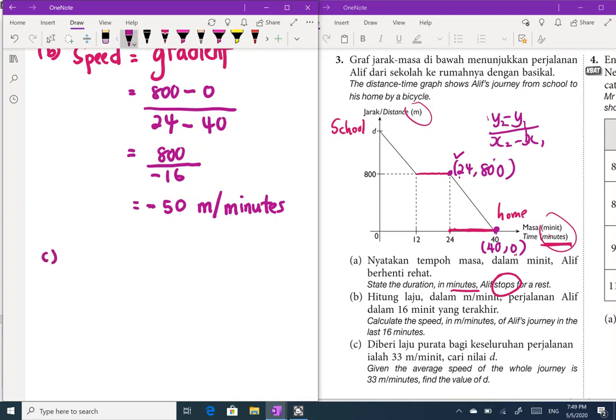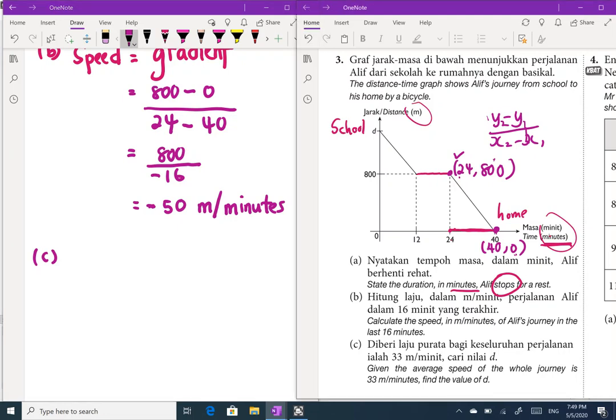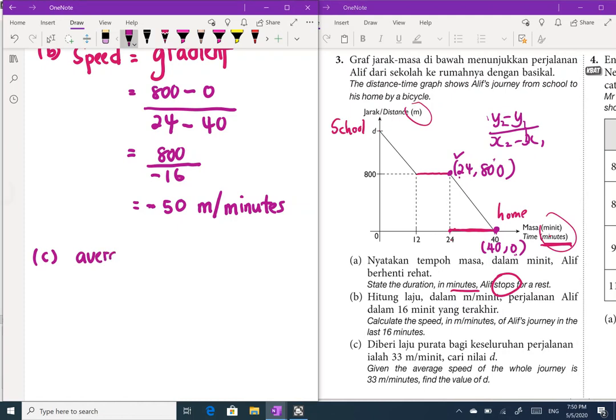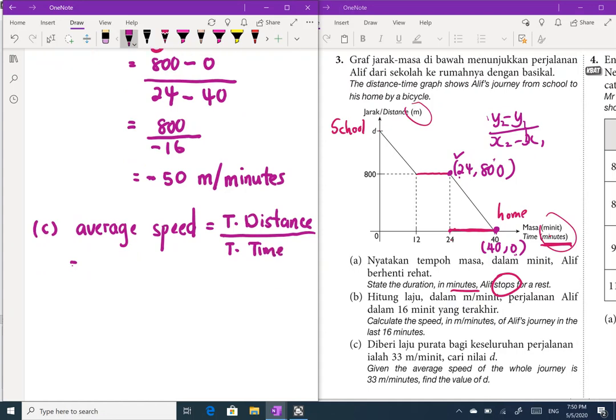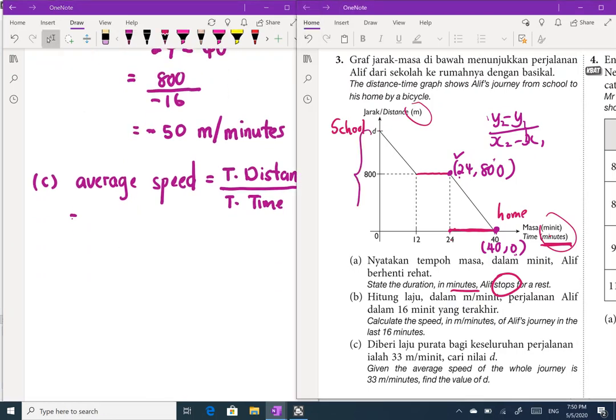C. Given the average speed of the whole journey is 33 meter per minute, calculate the value of D. Average speed is equal to total distance divided by total time. Your total distance is D, 是吗? 总距离就是D.